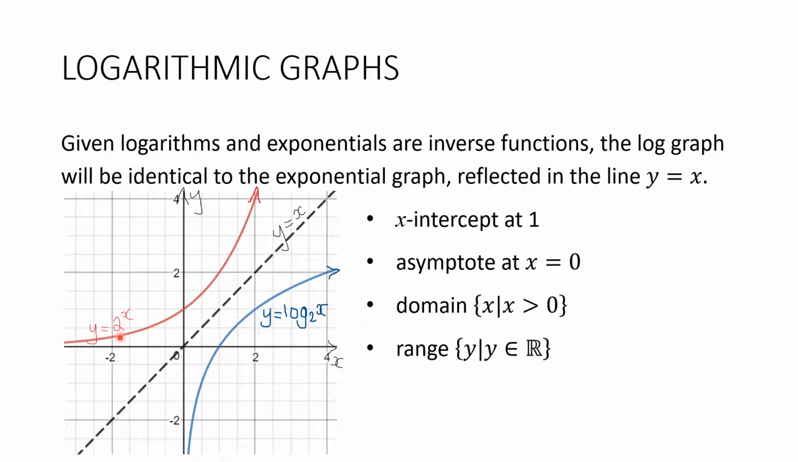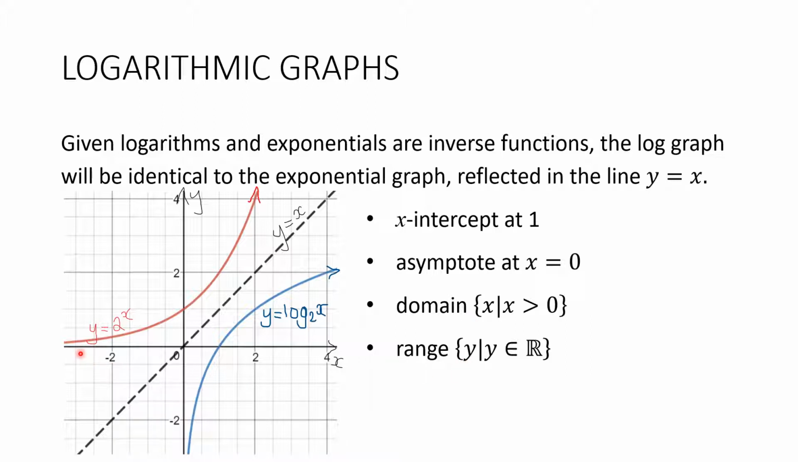So for this graph, y equals 2 to the x, I had a y-intercept of 1. Now I've got an x-intercept at 1. The asymptote for this exponential graph was y equals 0. The asymptote for y equals log base 2 of x is x equals 0. And the domain and range switch around as well.